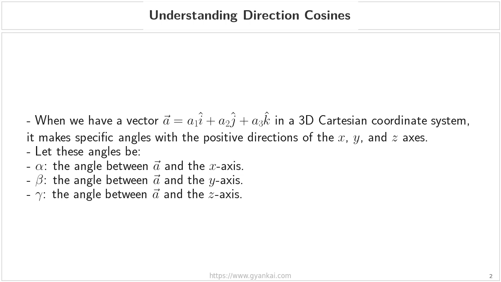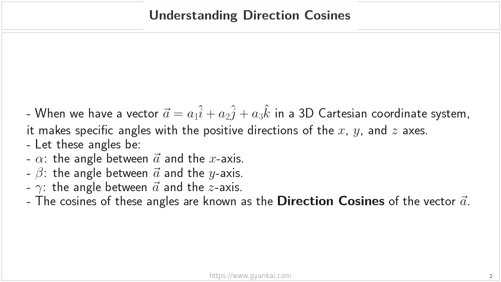First, we use alpha to denote the angle between vector A and the x-axis. Next, we use beta for the angle between vector A and the y-axis. And finally, we use gamma for the angle between vector A and the z-axis. Now, here is the key term you need to remember for your exams. If we take the cosines of these three angles, alpha, beta, and gamma, we call these values the direction cosines of vector A, as we will see in the next slide. These cosines are the secret to breaking a vector down into its fundamental parts.